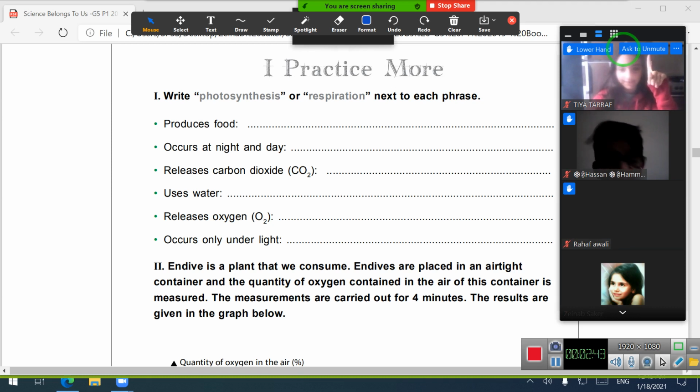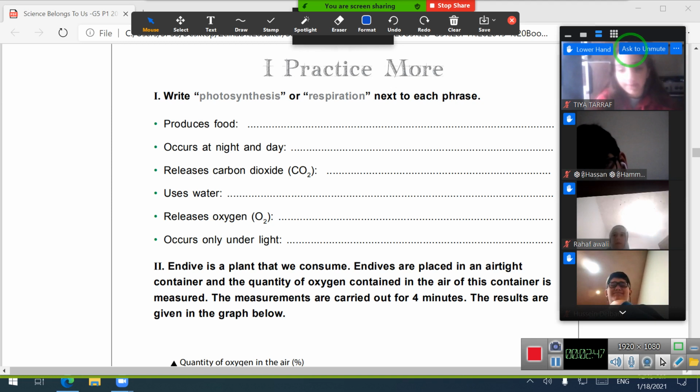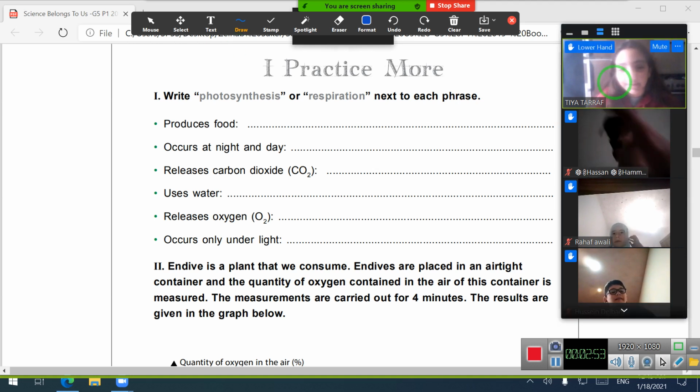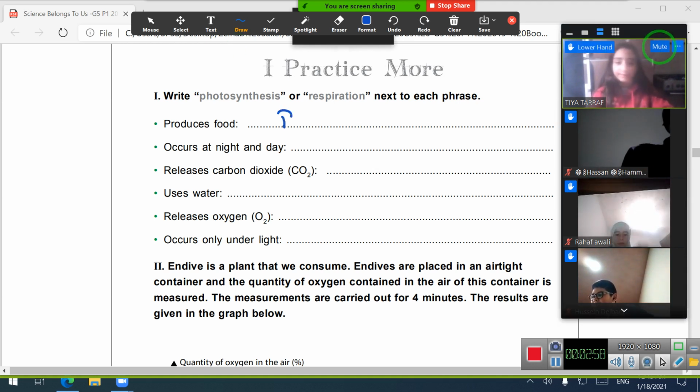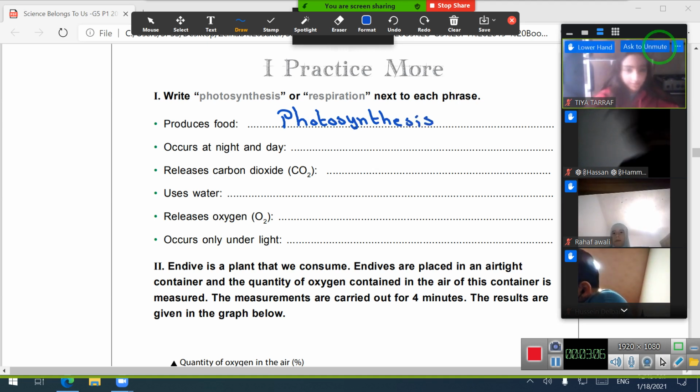That produces food. Tia, what produces food? Photosynthesis or respiration, teacher? The photosynthesis. Of course, Tia. Excellent. So the first one is about photosynthesis. Thanks, Tia. Mute yourself again. So the first description is about photosynthesis.